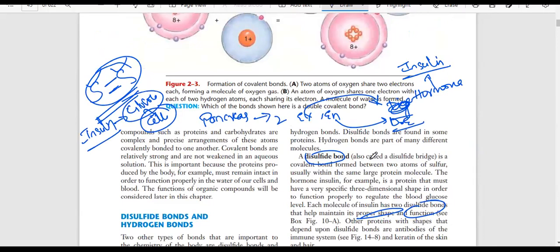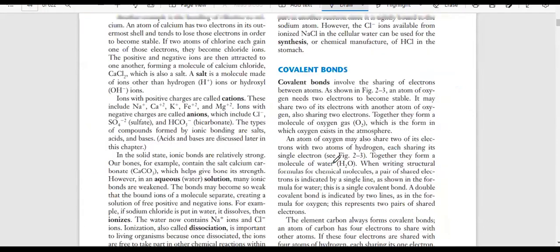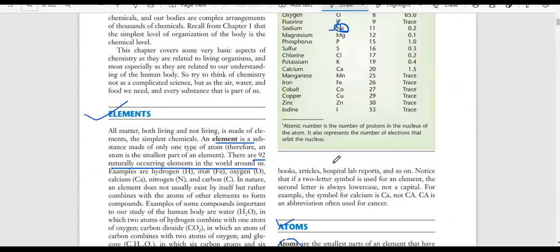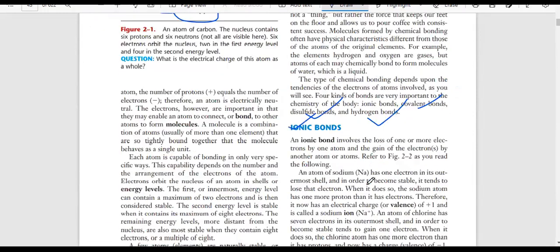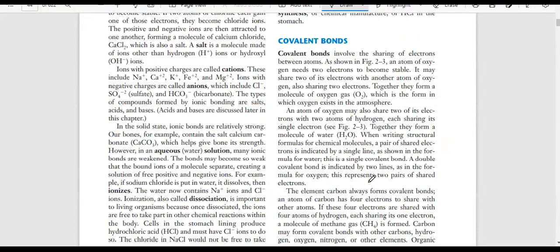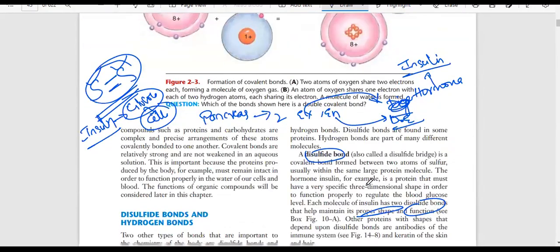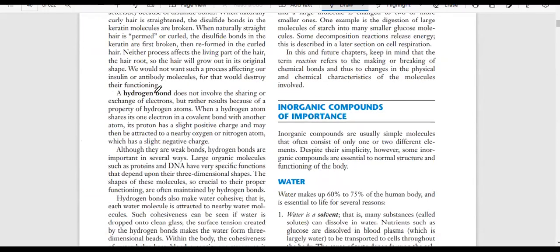Disulfide means two sulfurs to maintain the proper shape and function. Sulfur is one element, and we have two elements now. Two sulfurs are bound together to maintain the proper function of a protein. An example is insulin. Okay, now we will talk about hydrogen bond.